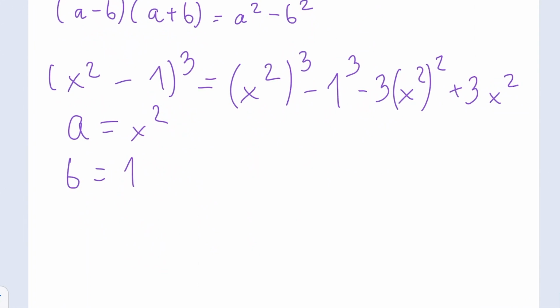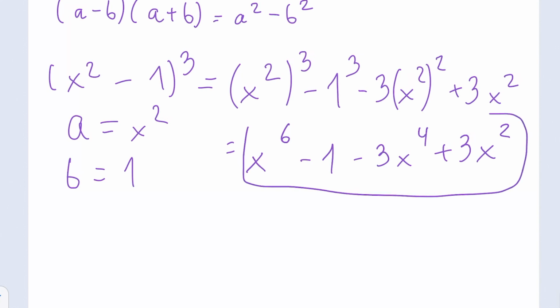Alright, great. Now that we've solved this, let's simplify it. So it's x to the power of 2 times 3, which is 6, minus 1, minus 3x to the power of 4, plus 3x squared. And that's our answer.